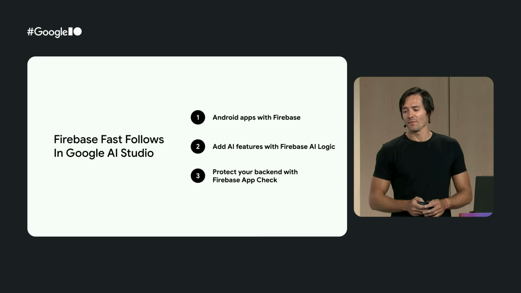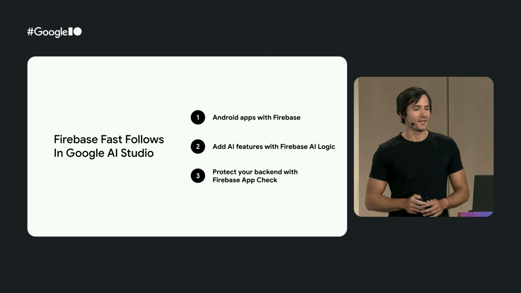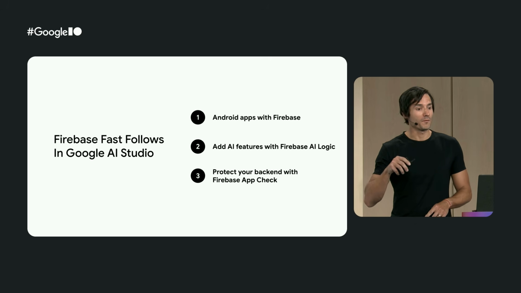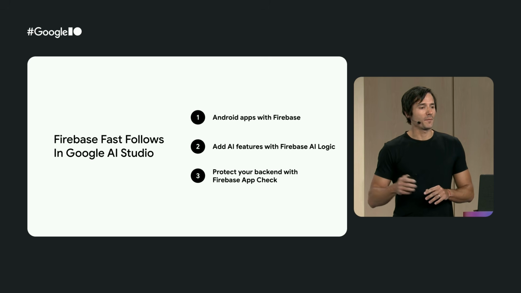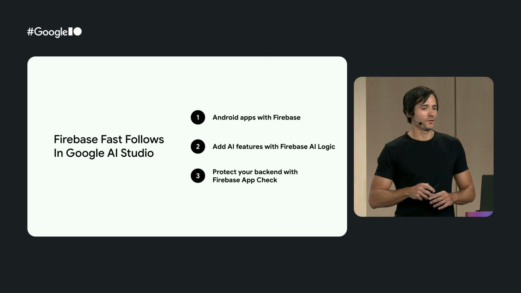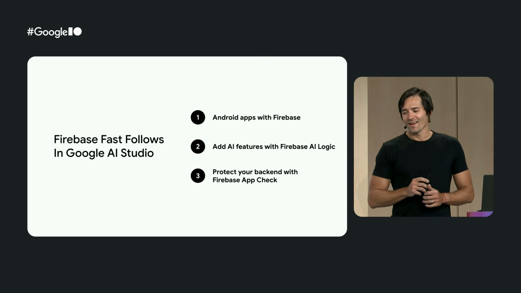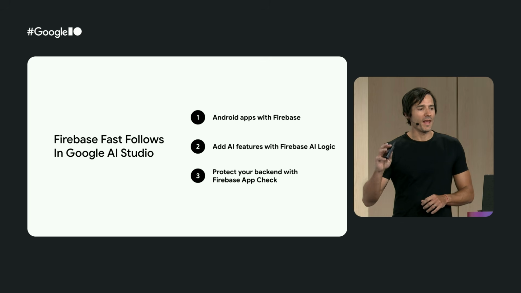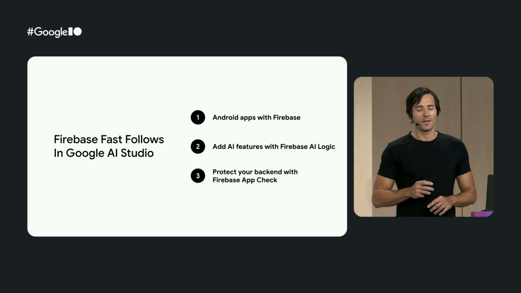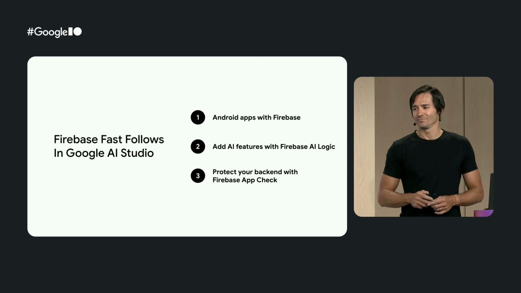All right. So a quick follow-up. These are some follow-up features that are going to be coming to AI Studio in the upcoming months. So the first thing we're going to release is the ability to create real Android apps with Firebase services. Woo! The second feature we are adding is the capability of adding AI features to your Android apps using Firebase AI Logic. And third but not least, every AI Logic call is going to be protected by default using Firebase App Check to help you prevent any token abuse. Very cool, right?